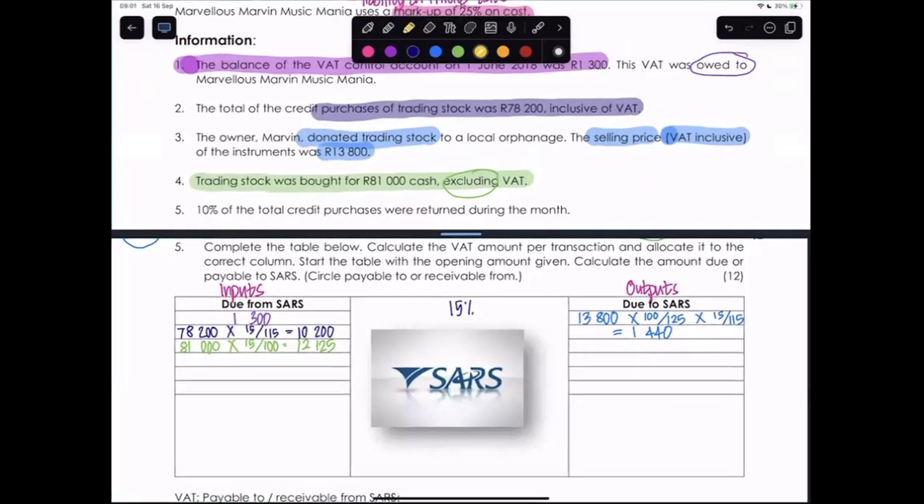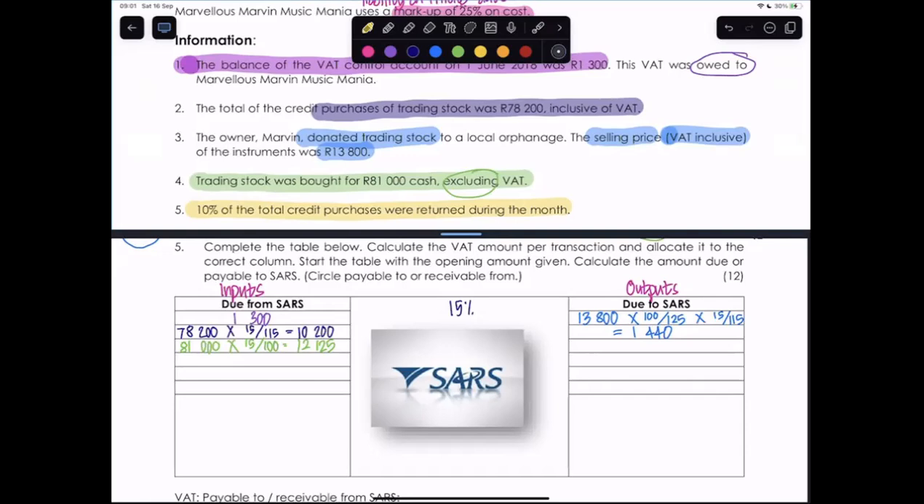10% of the total credit purchases were returned during the month. As soon as we've got something where there's a return and something's coming back to the business, this is now simply reversing the original transaction. Now, if we bought the stuff from the supplier initially, because this was purchases that we had made, and we're sending it back to them, we do the exact opposite of what we did originally. Therefore, this would be something that we would need to pay back to SARS because we've already claimed it.